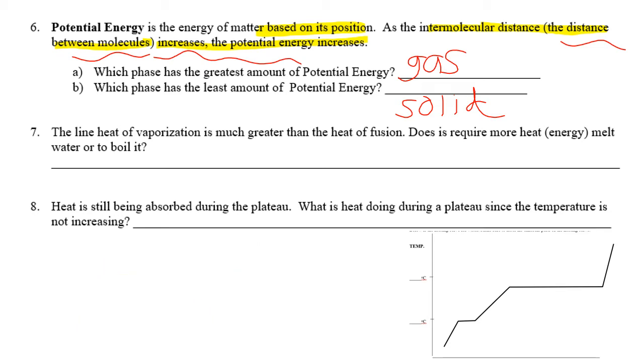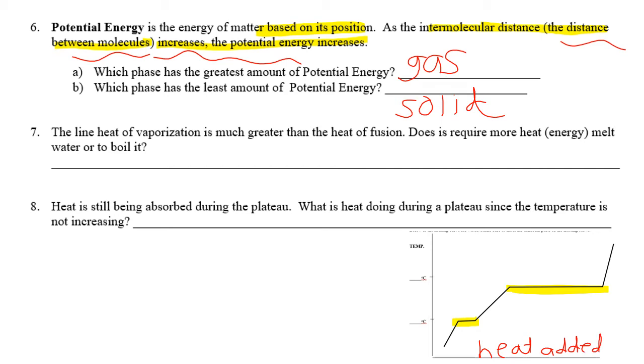Okay, number 7. Line 4, the heat of vaporization, which was this long one, is much greater than the heat of fusion. So does it require more heat energy to melt or to boil water? Well, if you didn't remember, this x-axis is called heat being added.